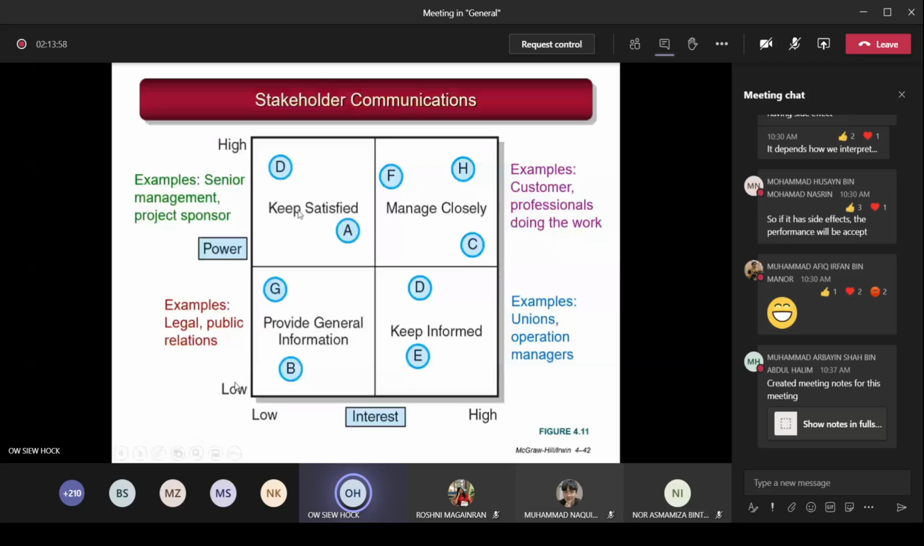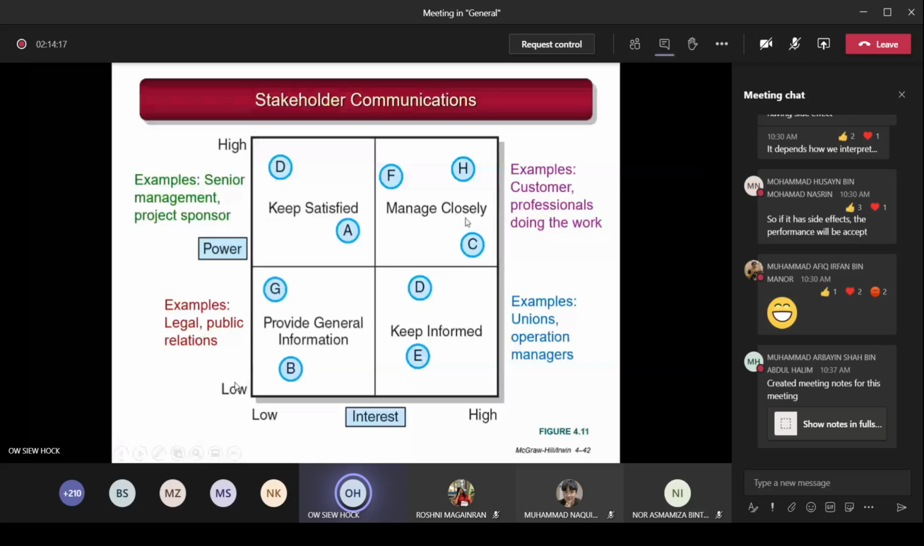And then for this one here, you must keep them satisfied. This type of stakeholder is, for example, senior management and the project sponsor. Project sponsor means they sponsor money for you to carry out the project, so they have very high power. They just want to be kept informed, they're happy about how you are doing, with enough information.